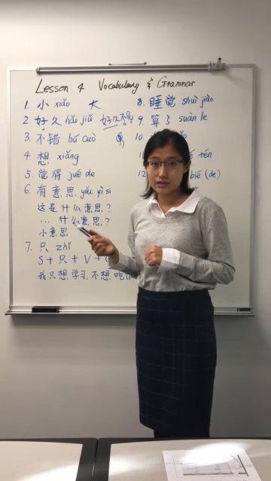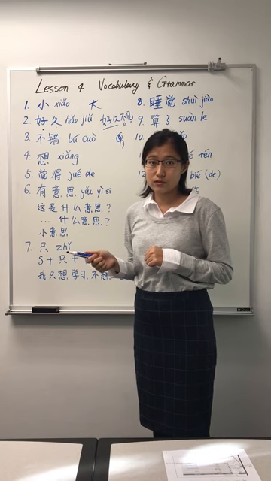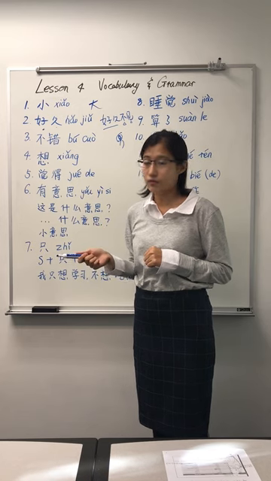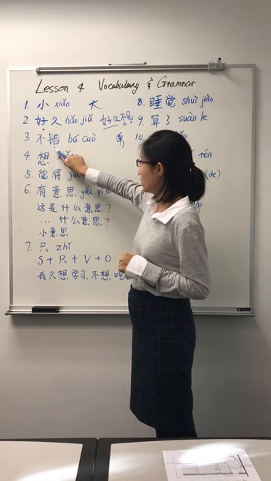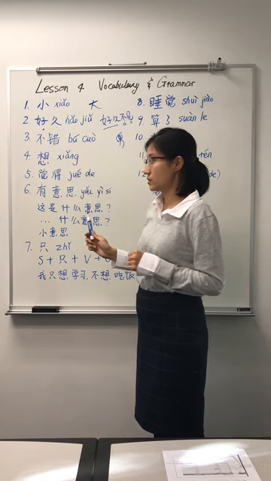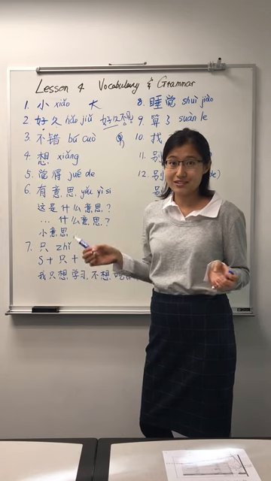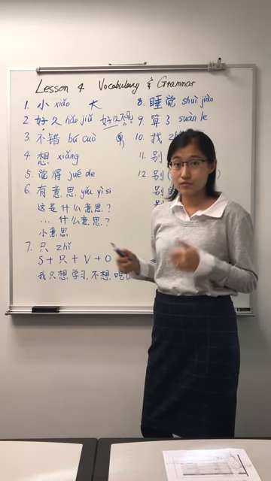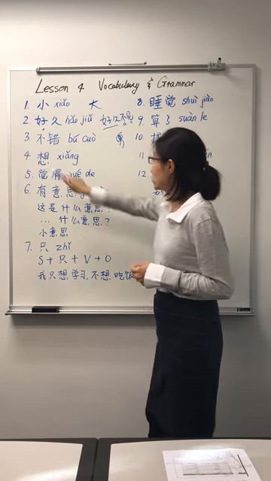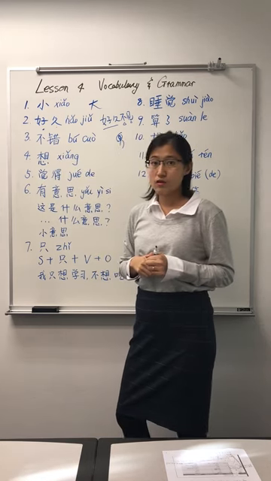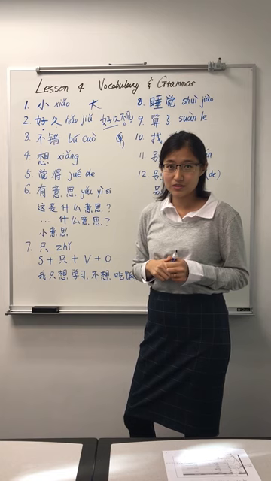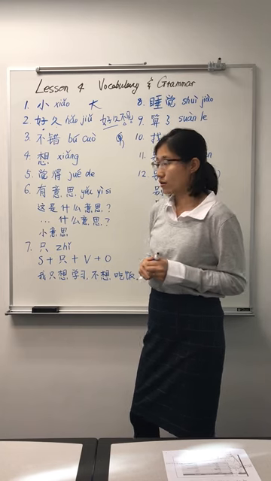Next one is 不错. 不 is a negative word. 错 is another negative word, means wrong. So no or not wrong, that means double negative. That's the positive. Very good or good. 不错 means good.